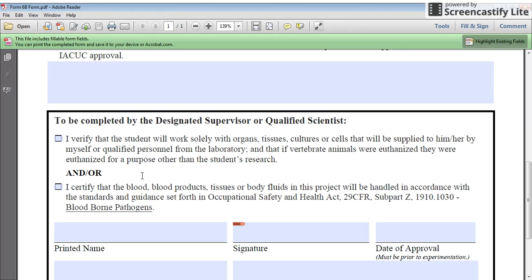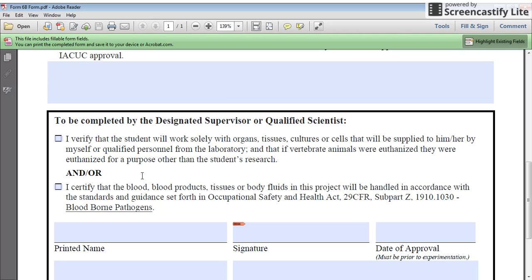And they're also asking that if the vertebrate animals were euthanized, that they were not euthanized for the purpose of the student's research. The student is permitted to use spare parts or animals that were euthanized in another study, but it has to be explicit that they were not euthanized for the student's work.